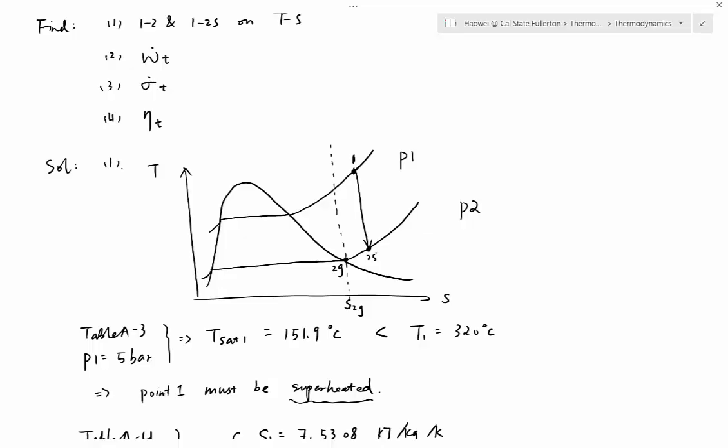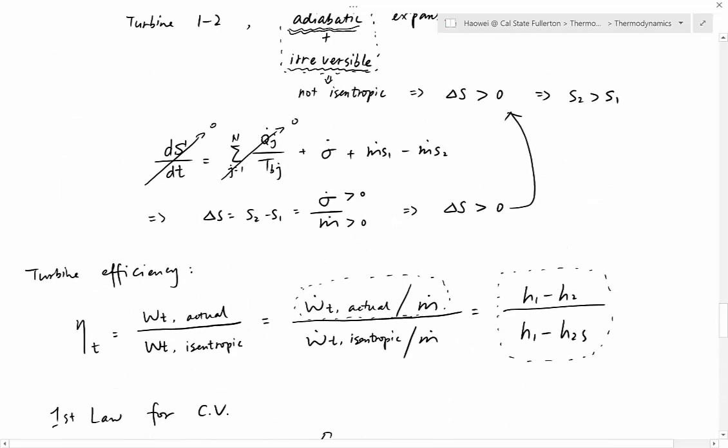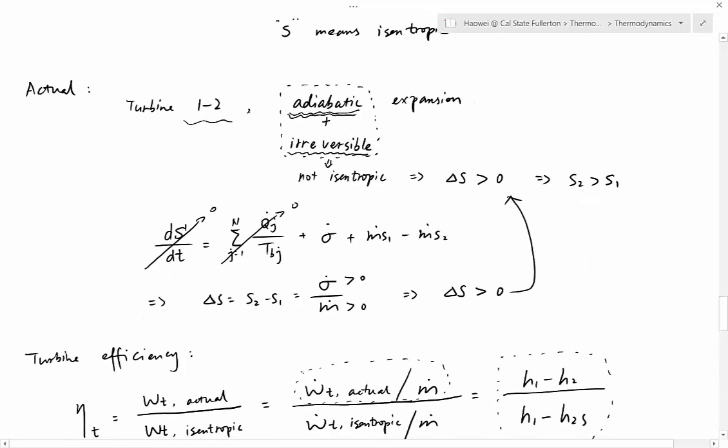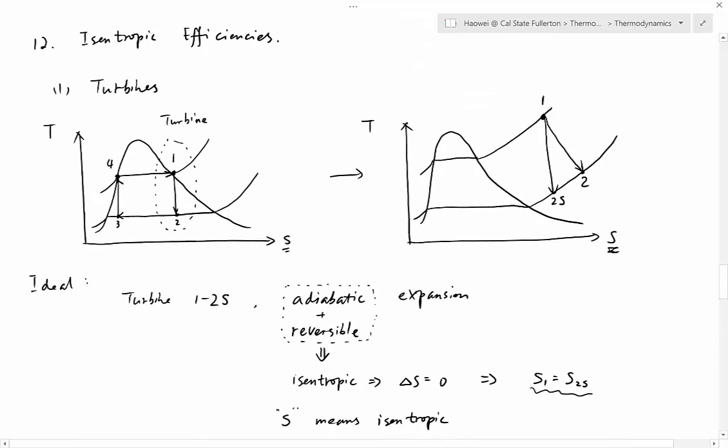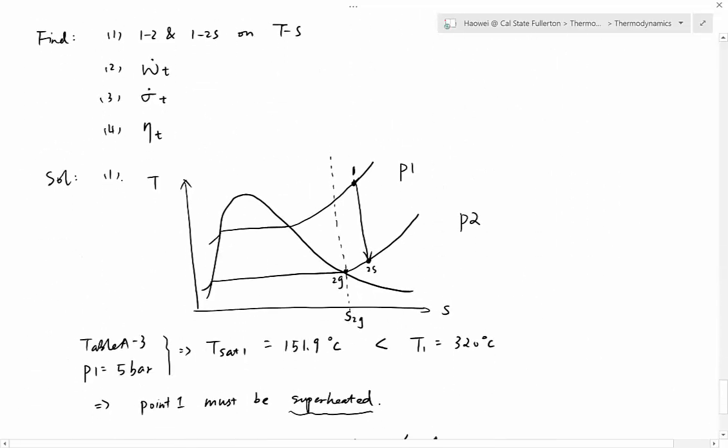Next, let's sketch process 1 to 2. How do we sketch 1 to 2? Remember, 1 to 2 is reality. If it is reality, what's going to happen? Delta S will always be greater than 0, meaning S2 will always be greater than S1. So 1 to 2 will always be skewed to the right. There's only one possible solution. Point 2 has to be superheated. And that's the only possible solution. So that is the diagram.